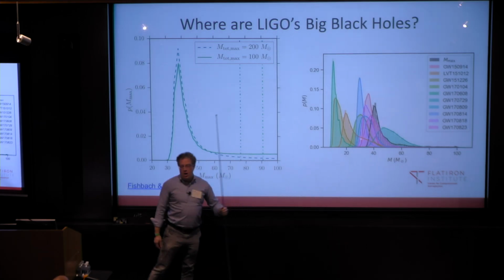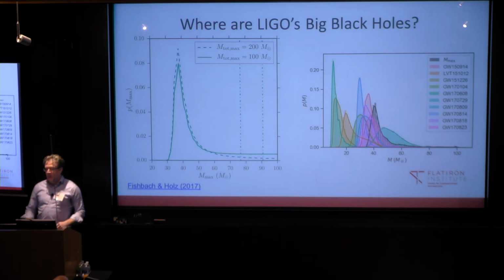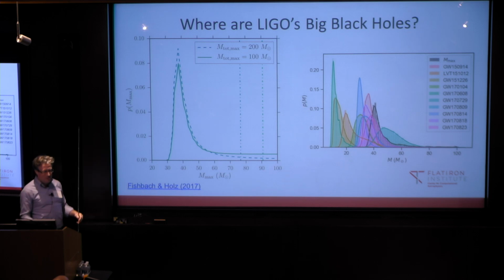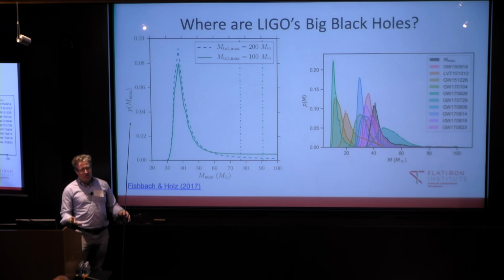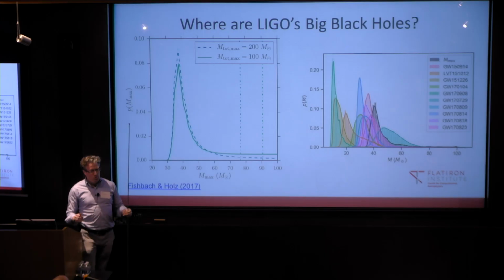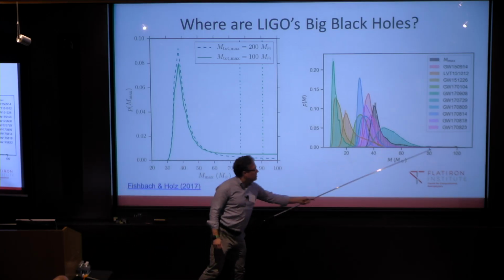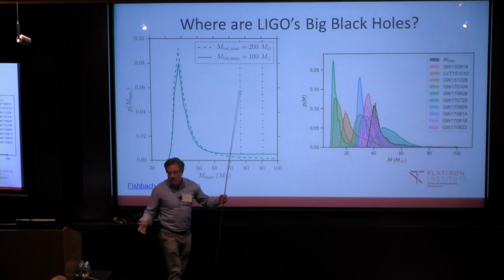Already with 10 sources, you can tell there's a definite lack of those systems. Now that we have 80, those systems are very rare. Not zero. There's at least one system whose mass lives over in this regime, but 1 out of 80, it's rare.